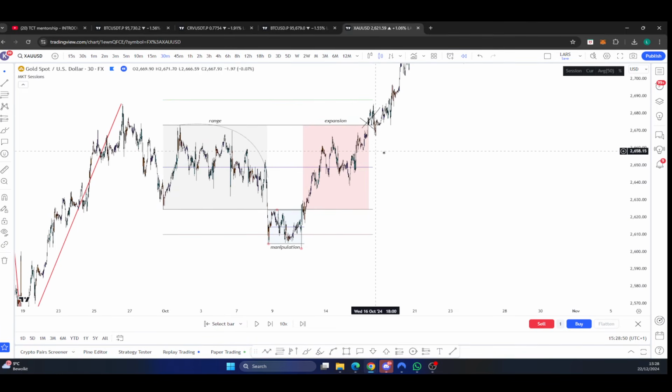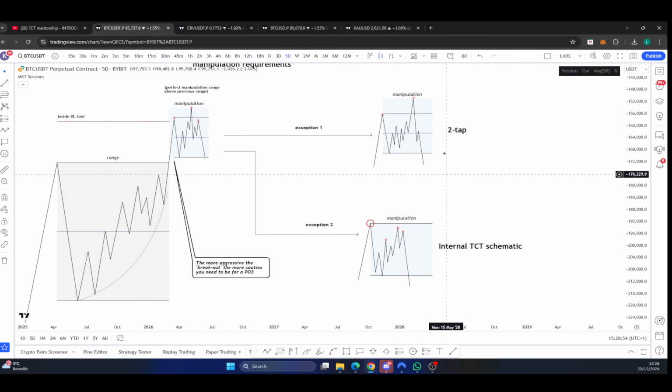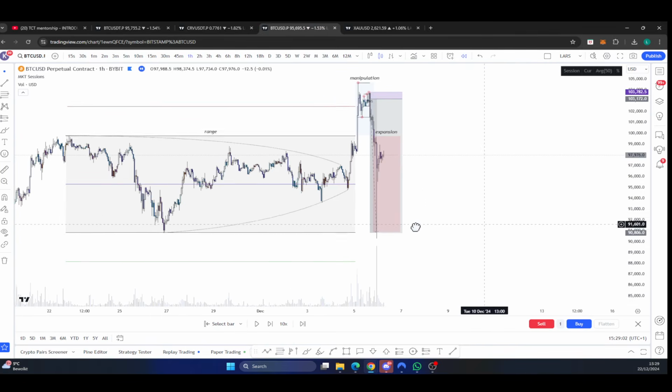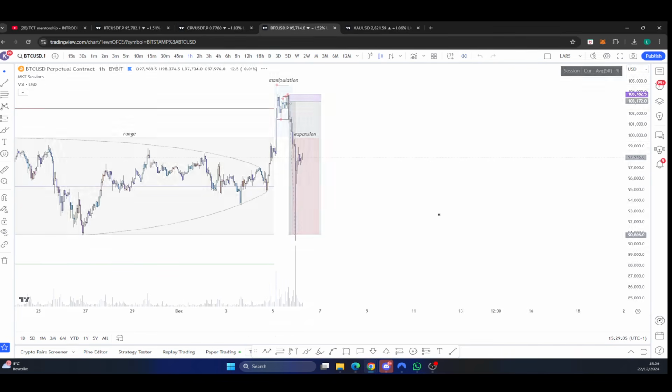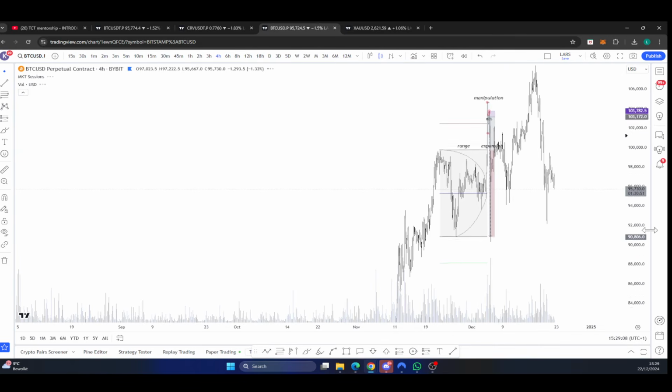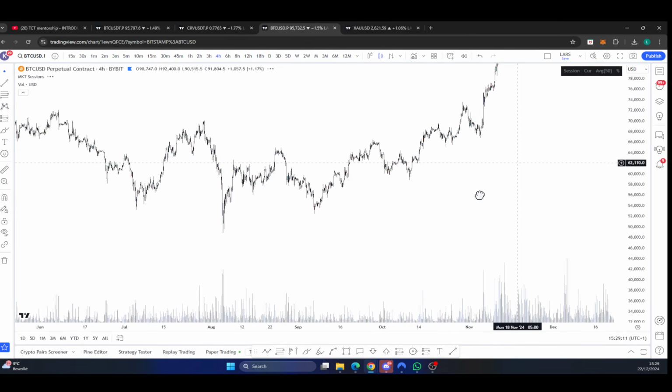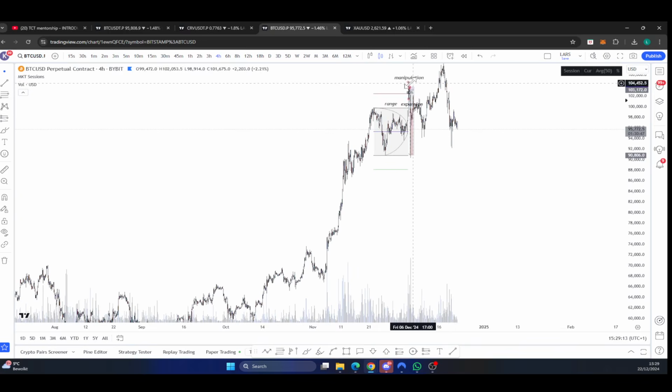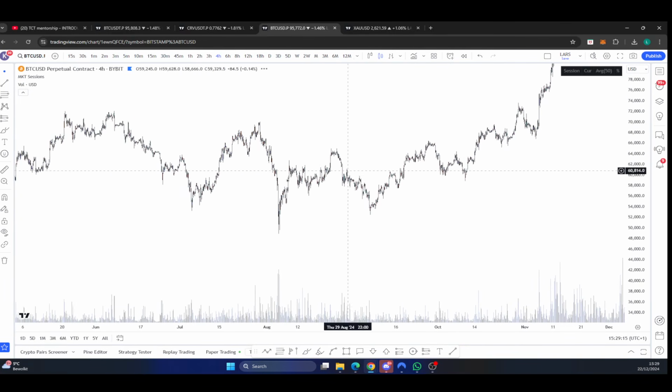But again, guys, you can see an example of a PO3 here where you have the range, you have the manipulation, you have the expansion, but it was of exception number 1, which is that 2-tap formation. Okay? Now, the last example I want to give you guys is another example on Bitcoin, one of the examples I took most recently, because I didn't manage to catch that one, and that was right here.